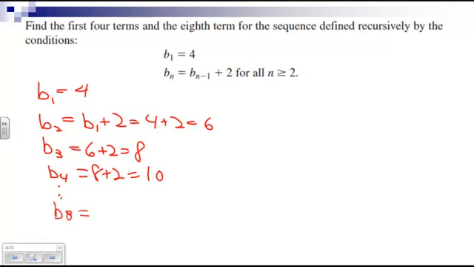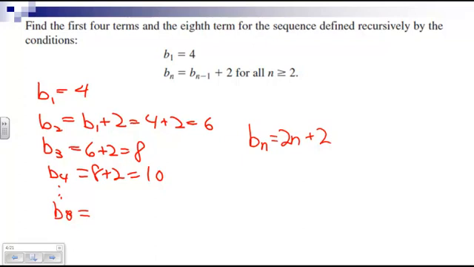Can we, by looking at this expression, looking at the terms that have come before, come up with some general way of getting at the 8th term without calculating the 5th, the 6th, the 7th terms? What's that? So you want to call b sub n 2n plus 2. Now does this rule work for all the previous cases?